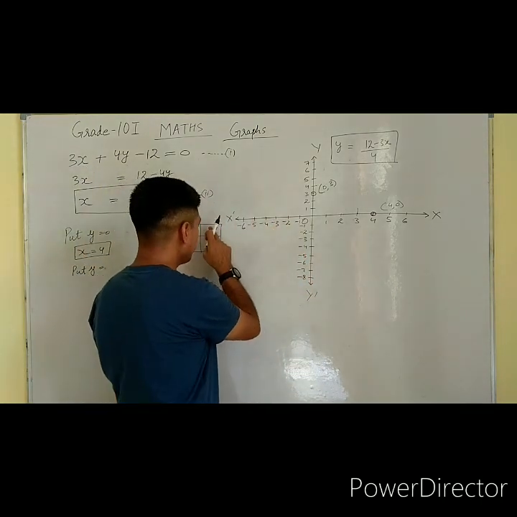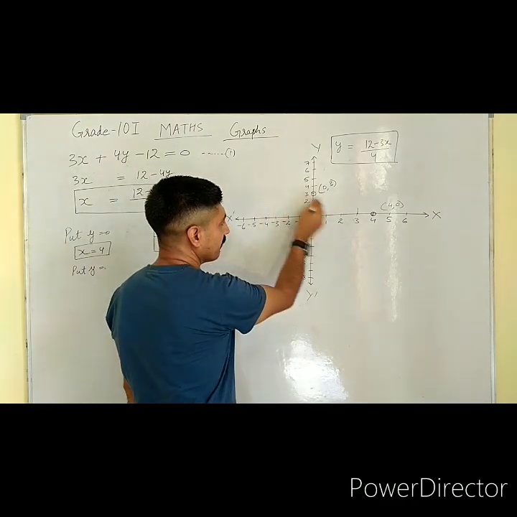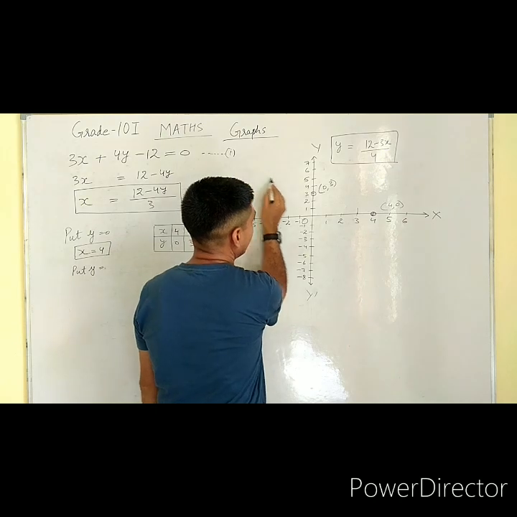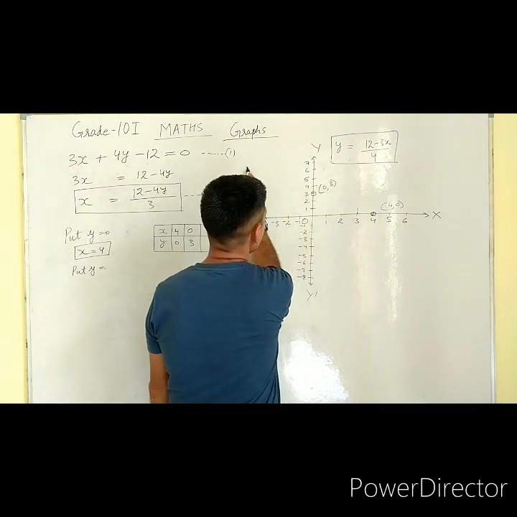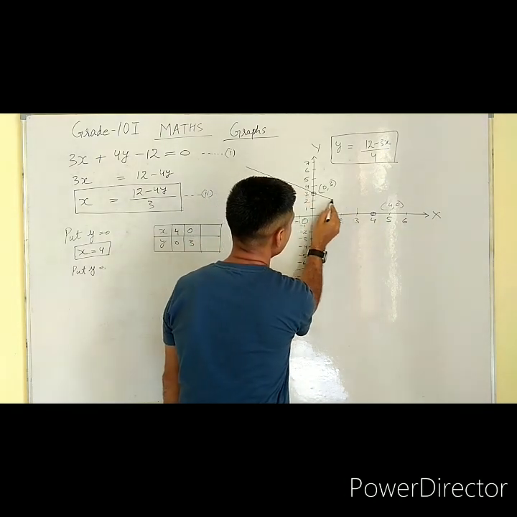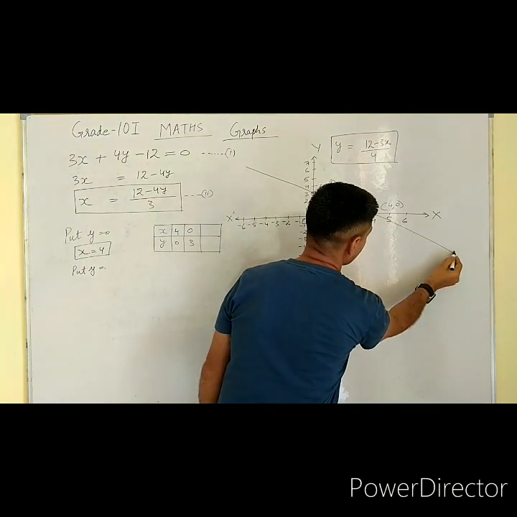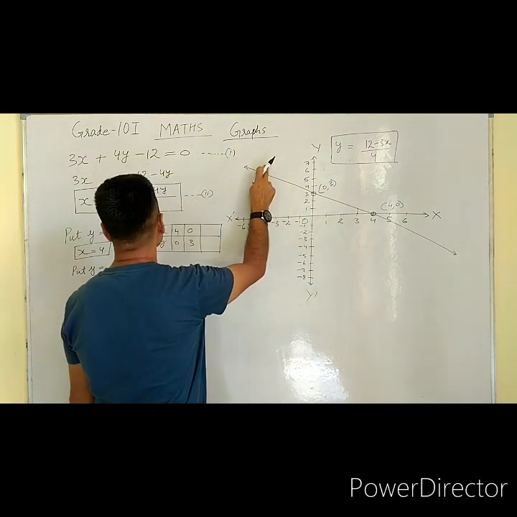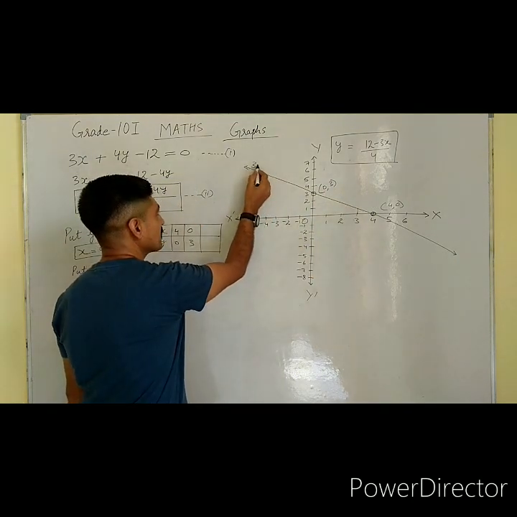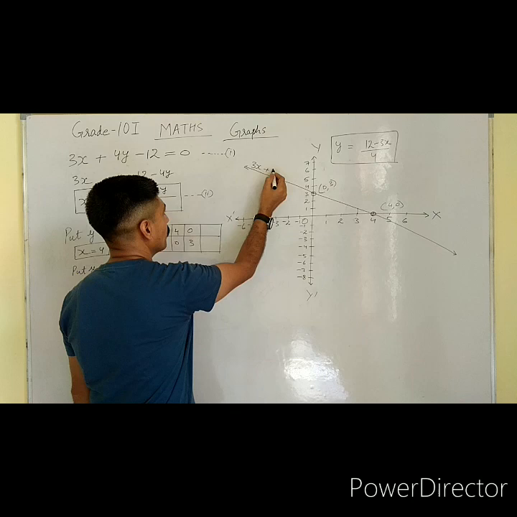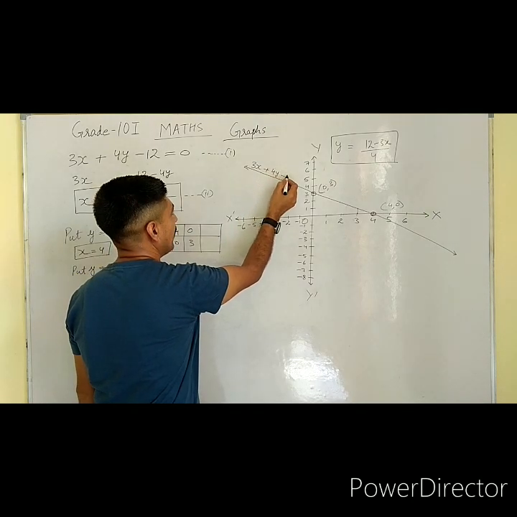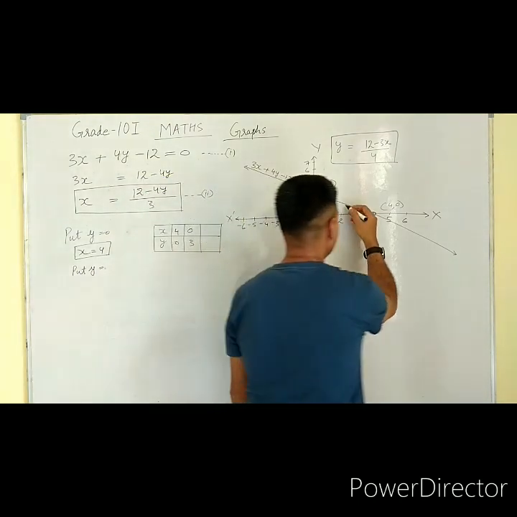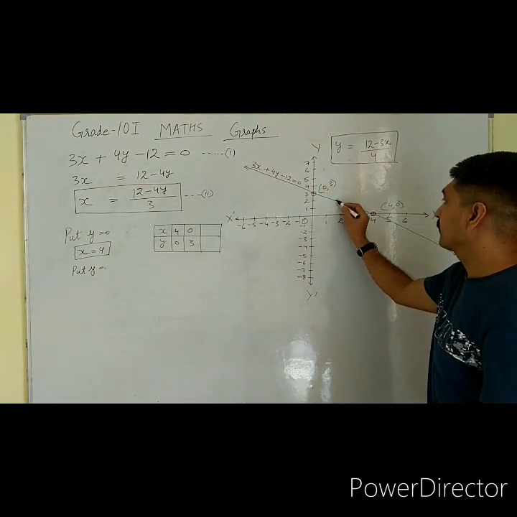We can get confirmation also, because we have infinite points on the line. So we can join a line to these 2 points. So here this line, this is the equation of line, that is 3x plus 4y minus 12 is equal to 0. And we have infinitely many points on this line.